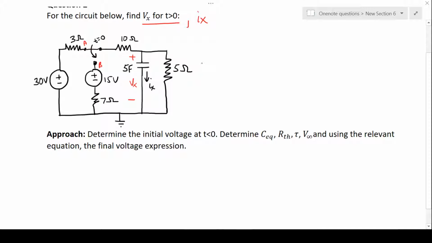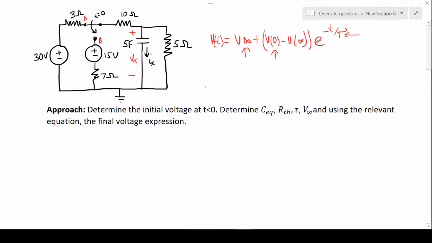So we know that this will be a step response, and a step response has V(t) equals V infinity plus V0 minus V infinity, times e to the negative t over tau. So V infinity is the voltage at time t equals infinity, V0 is the voltage at time t equals 0, and tau is what we need to determine.